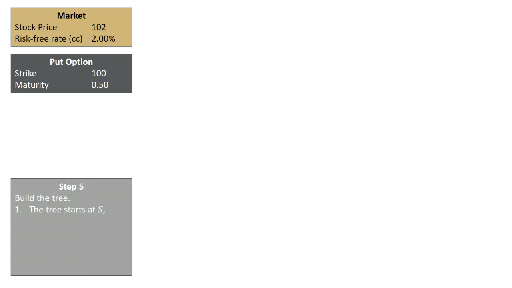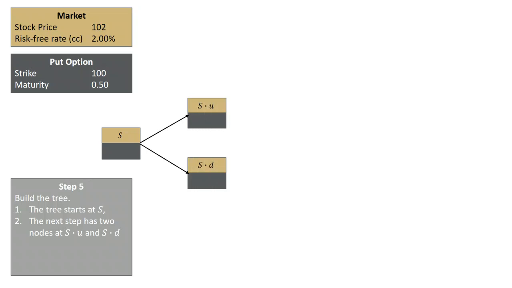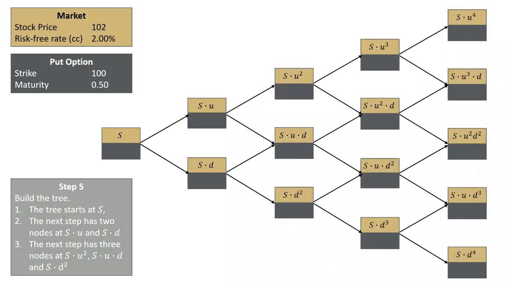The tree starts at S, and then the value of the stock if it goes up is S times U. The value of the stock if it goes down is S times D. So that's our next slice. In the next slice, if we go up, we go to S times U squared. If we go down from S times U, we go to S times U times D. If we go up from S times D, we also go to S times U times D. And if we go down from S times D, we go to S times D squared. So that's our next slice. And then we carry on from there.